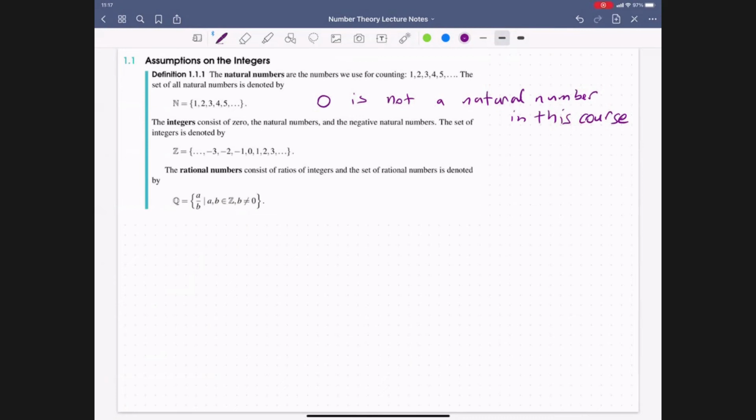Okay, so we have the natural numbers. Just keep in mind, we're just counting 1, 2, 3, 4, 5. The integers are those numbers, including 0, the natural numbers, and the negative natural numbers. So here we have -3, -2, -1, and then we just go on and on.